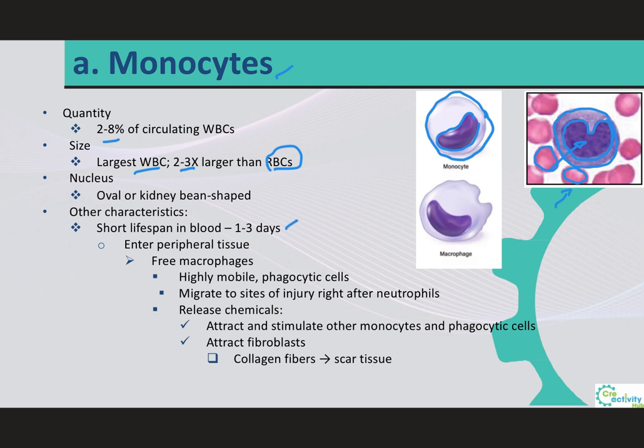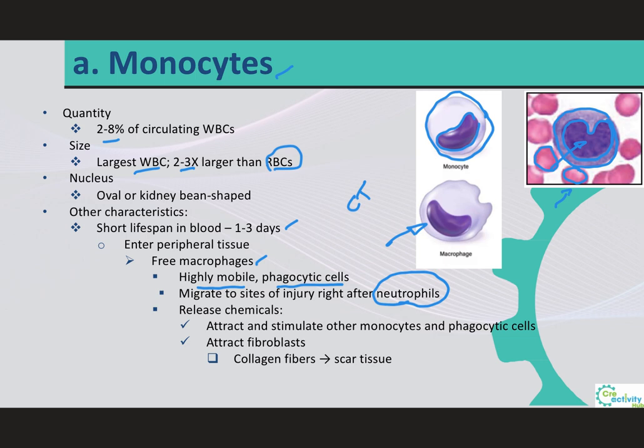And outside the bloodstream, the monocytes are going to be called free macrophages, which we can see here in this image of a macrophage. And the reason why they're called free macrophages is to be able to distinguish them from the immobile fixed macrophages that are found in many connective tissues. These free macrophages, like the name says, are going to be highly mobile, and they're also going to be phagocytic cells. And they usually arrive at the site of injury right after the first neutrophil arrives, so they're pretty quick at it.